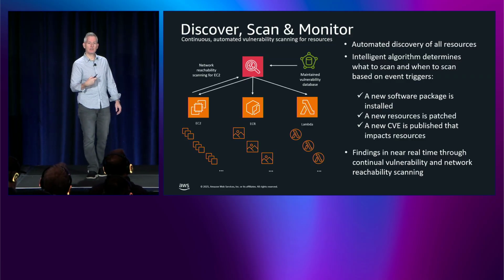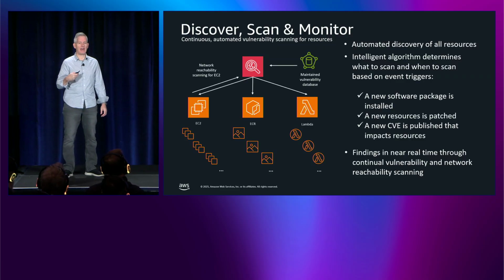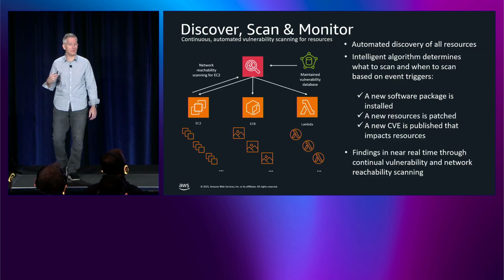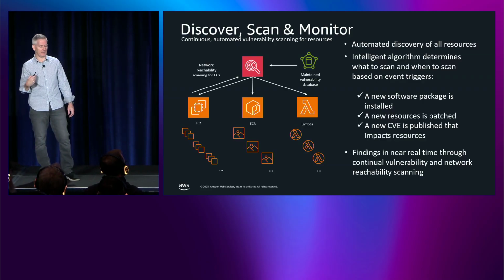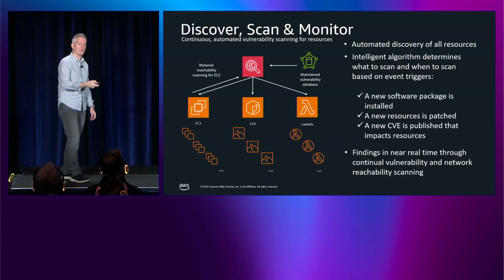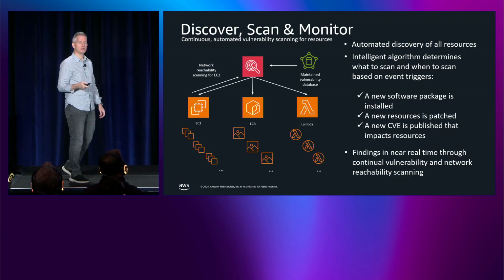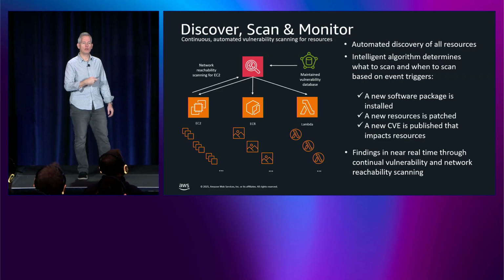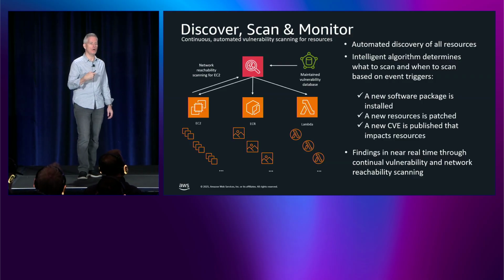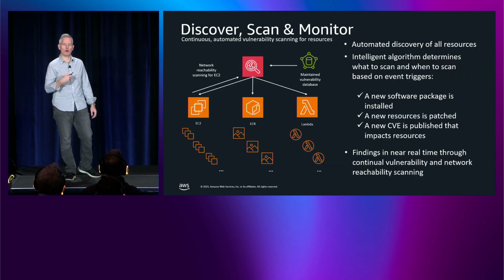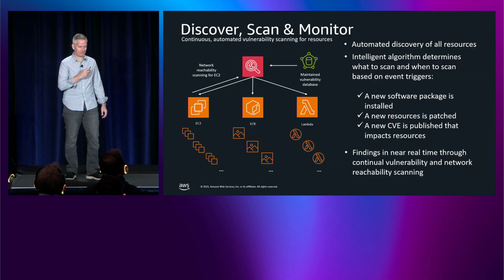If you patch, Amazon Inspector sees that patch, rescans, and if the findings for vulnerability are now remediated, it will close those findings. If there's a new CVE published, Amazon Inspector knows which of your resources have that package and will automatically rescan so that at any point in time, you can go to Amazon Inspector and know what is your security posture at that moment in time. You don't have to do any work to get there.